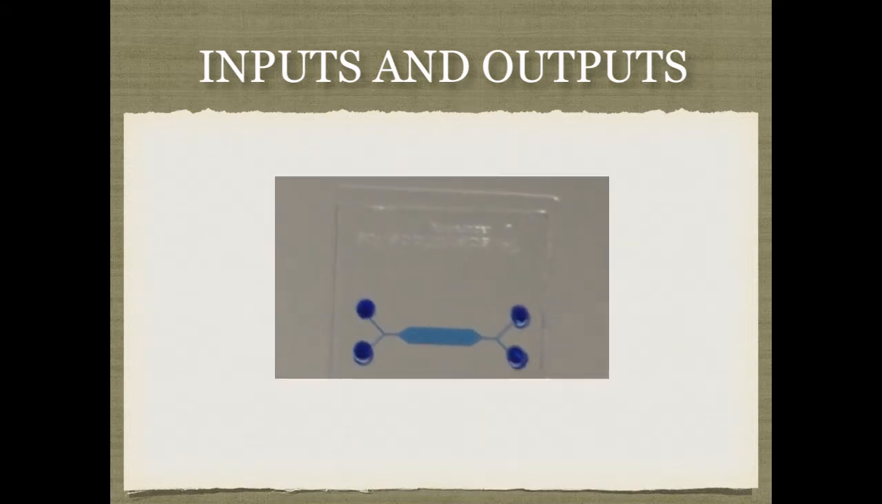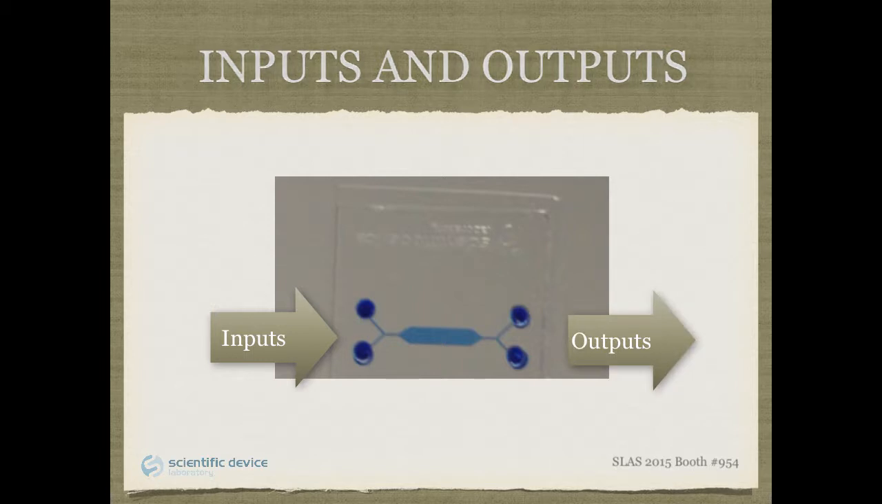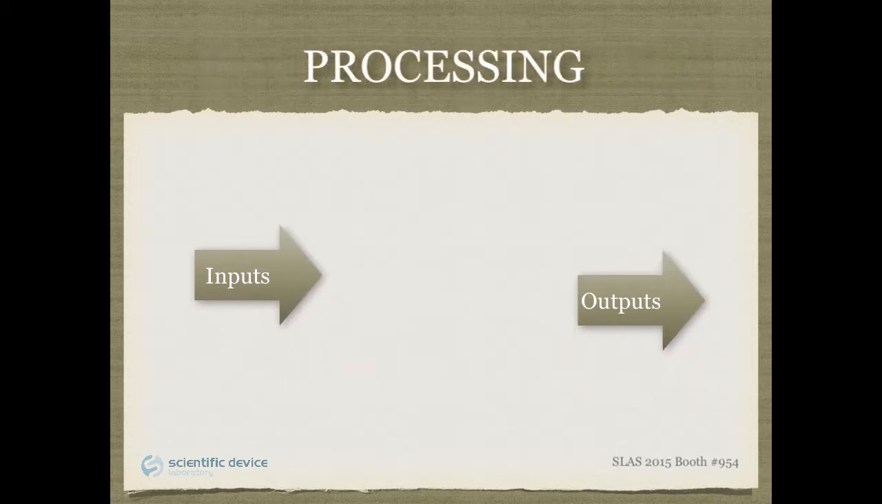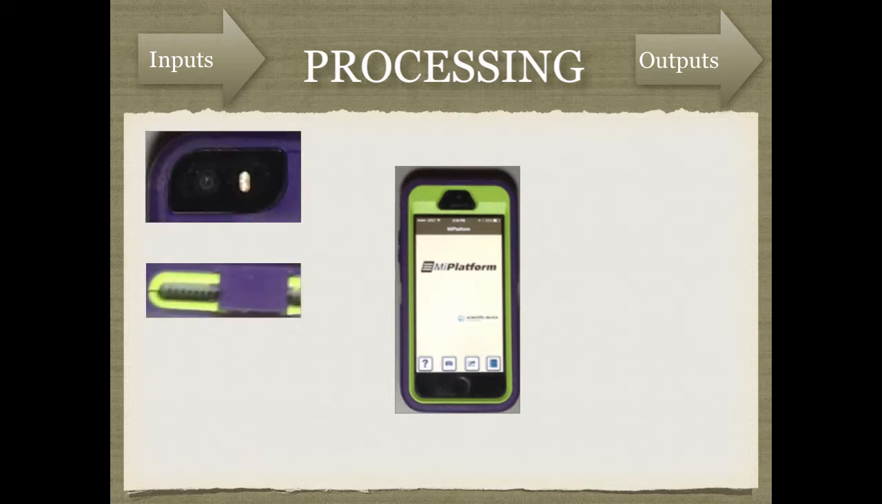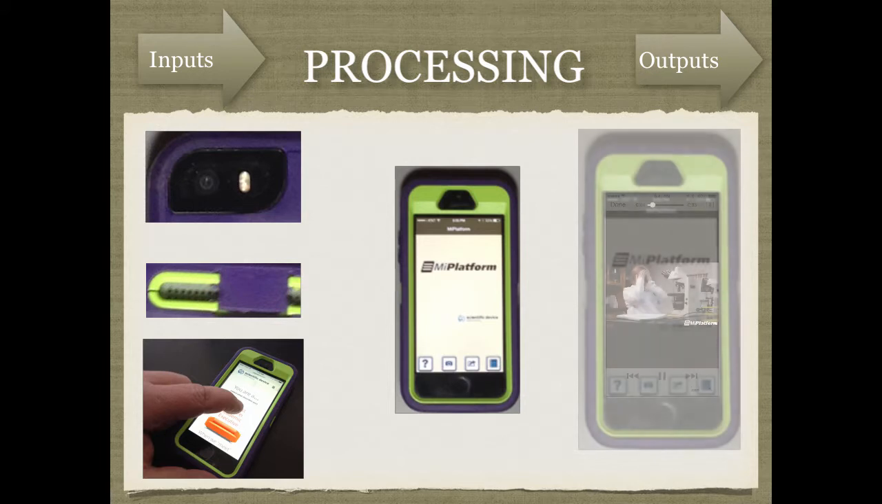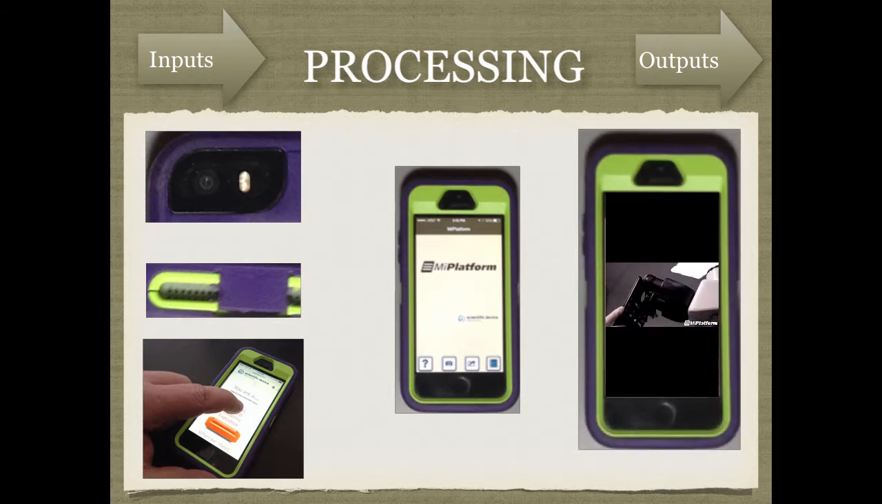Everything has inputs and outputs. This chip, for example, has an input and an output. In between is processing. Your smartphone is the same, but with more inputs. We have a camera, microphone, and touch display for inputs. We have speakers and a screen for outputs.